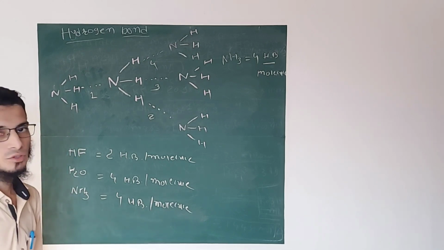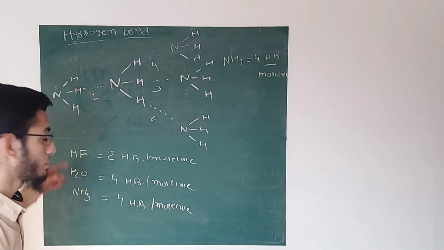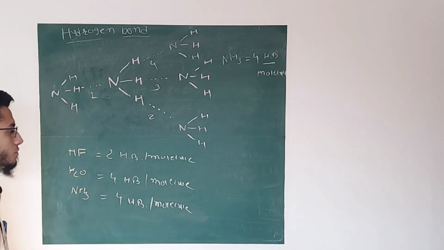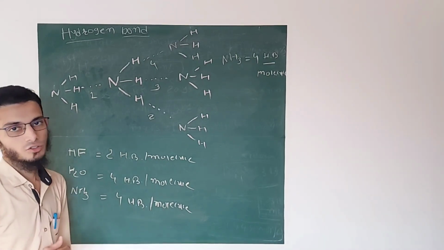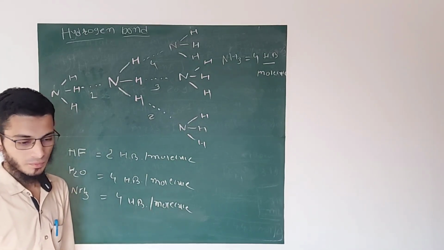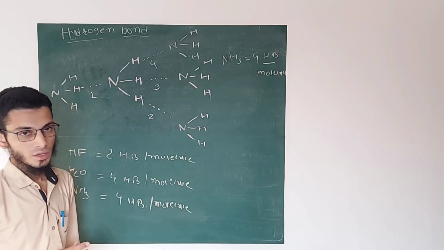Next is the types of hydrogen bond. But remember this, it is very important in the next section. So, types of hydrogen bond. First is intramolecular and second is intermolecular hydrogen bond. The intermolecular and intramolecular are both different things.